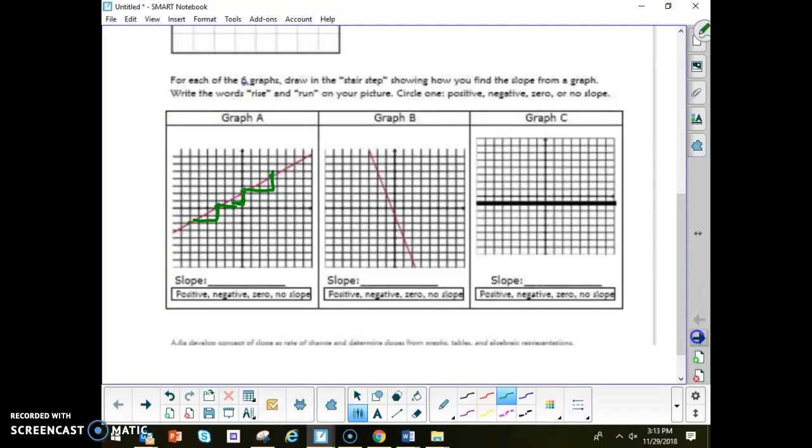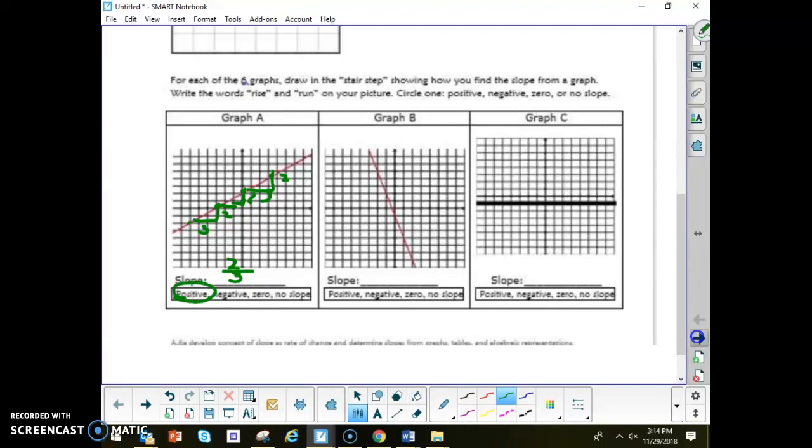Remember that I'm looking at the rise over run, so it's coming up 2 and over 3. This one is up 2 and over 3, up 2 and over 3. So the slope would be up 2, which is the y, over 3. Is it positive or negative? Reading from left to right, it's going up, so the slope is positive.